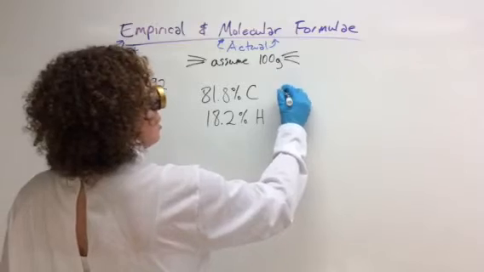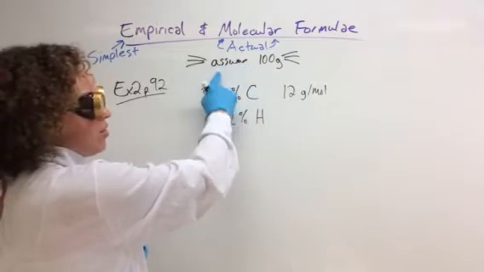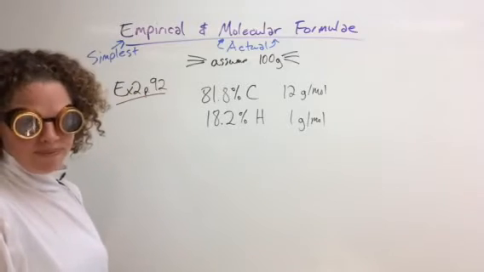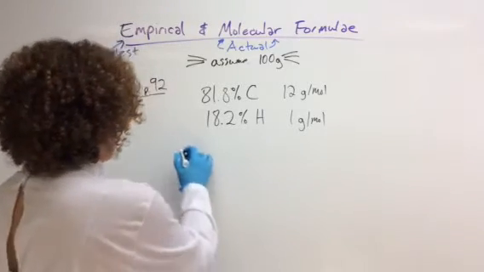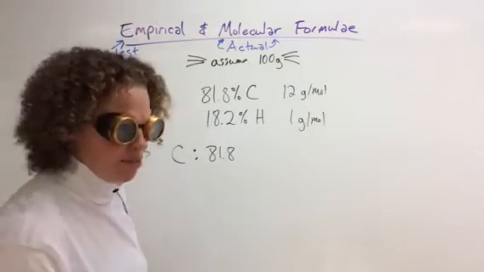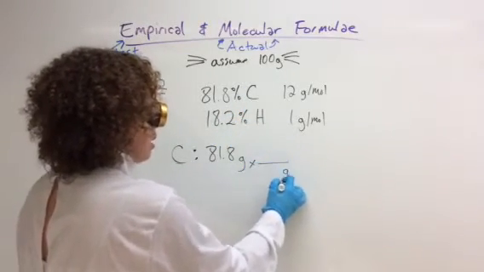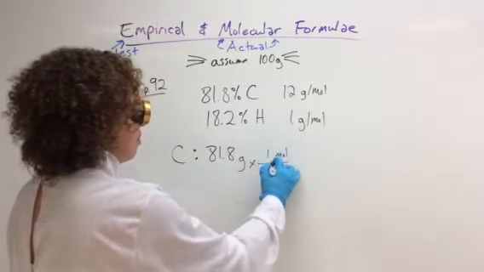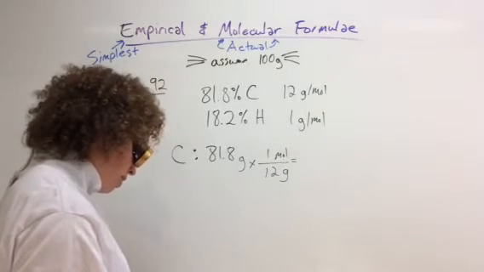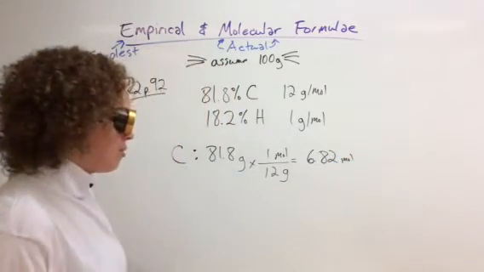We know that carbon is 12 grams per mole. We're going to assume 100 grams. Oh, scratched it. Look at that. 1 gram per mole for hydrogen. So we're going to set it up the same way. Carbon, we got our 81.8 grams because 81.8% of 100 is just 81.8 grams. Multiply that, put the grams on the bottom, moles on the top. 1 mole is 12 grams. So when we divide 81.8 divided by 12, we get 6.82 moles. That's how many moles of carbon we have.